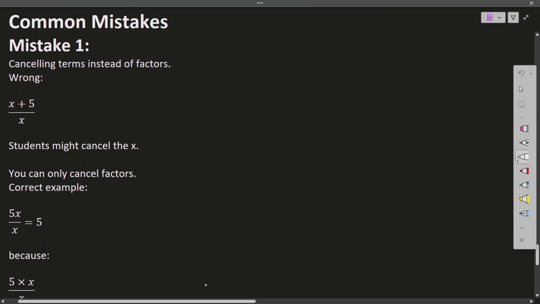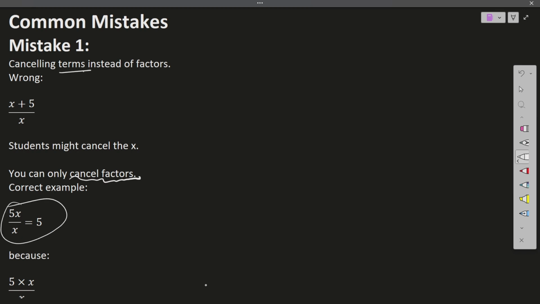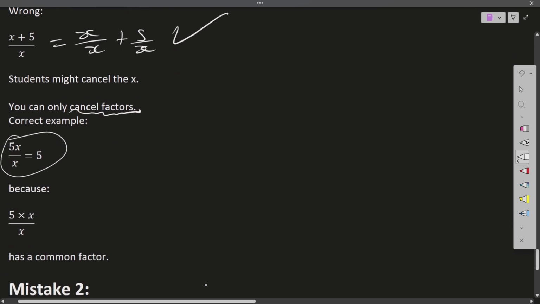Mistake number 1 is cancelling terms instead of factors. That is very, very wrong. Don't cancel the terms, you cancel the factors. Students might cancel the x, but you can only cancel factors. Here's a correct example: 5x divided by x is equal to 5. This is x over x plus 5 over x. That is correct. Please don't make any sort of mistakes here. Thank you.